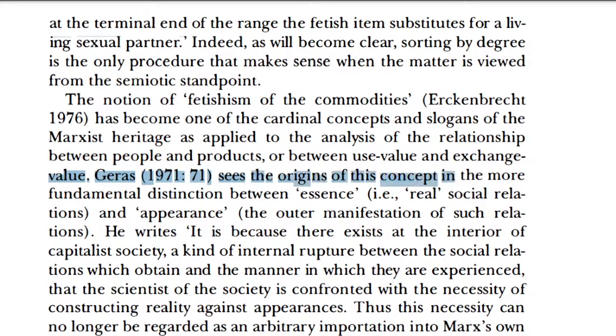Garris sees the origins of this concept in the more fundamental distinction between essence, the real or social relations, and appearance, the outer manifestation of such relations. So essence and appearance. Essence is the real social relations, and appearance is the outer manifestation of such relations. That's a pretty cool distinction there, right? We talk about appearances, right? What about essence is the distinction there, right?